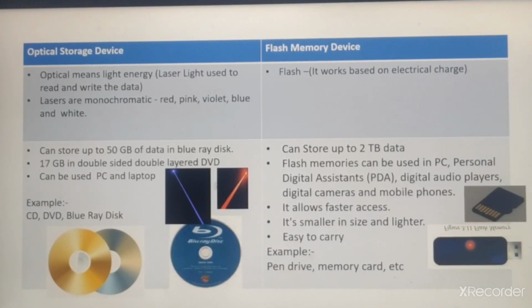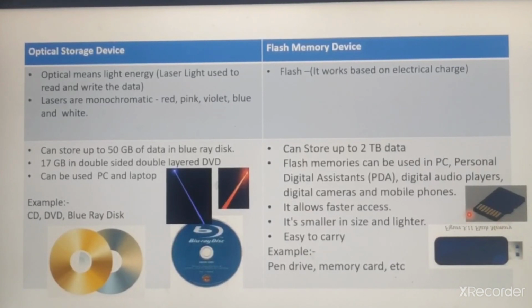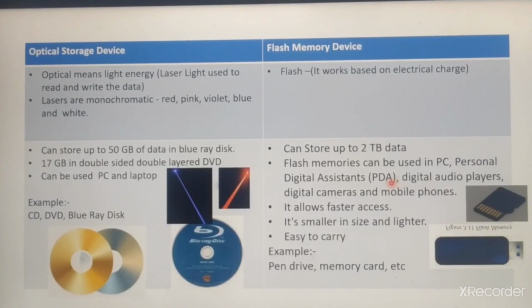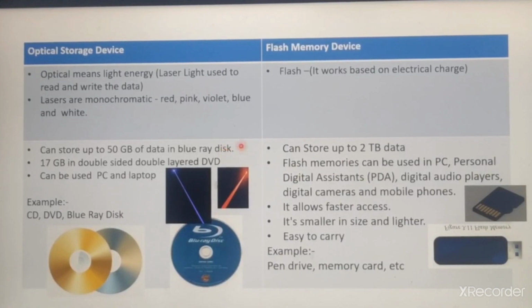Their access speed is much faster than optical storage devices. At the same time, their size is also smaller and lighter than optical storage devices. So it is very easy to carry anywhere. Nowadays, these two storage devices can be used in most computing devices like personal computers, today's laptops, personal digital assistants, digital audio players, digital cameras and mobile phones. But optical storage devices we can use only in laptops and PCs. These are the differences between optical storage devices and flash memory devices.